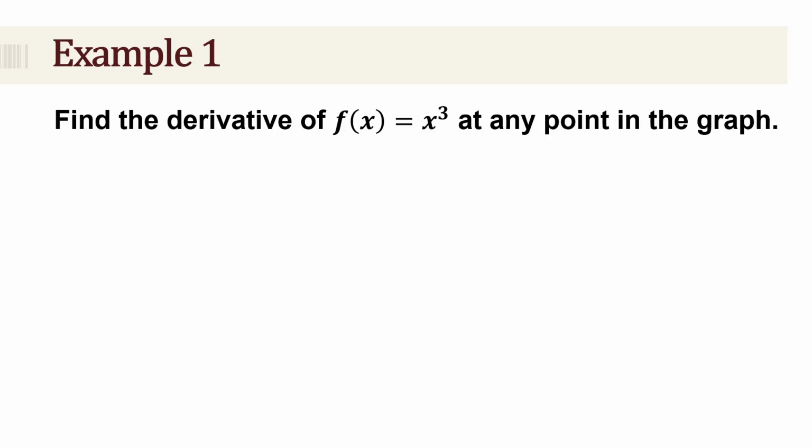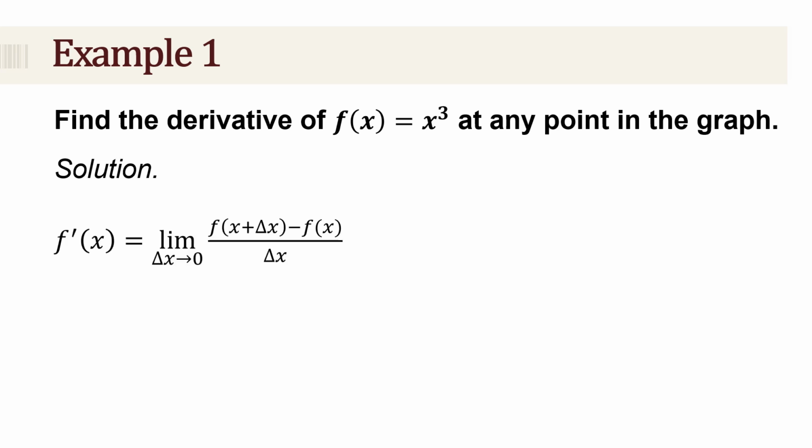Now, for the first example, let's find the derivative of f of x equals x cubed at any point in the graph. So sabi ko nga kanina, if we want to find the derivative, gamitin lang natin yung slope ng tangent line kasi nga same lang naman silang dalawa. So for our solution, we have f prime of x equals the limit of f of x plus delta x minus f of x all over delta x as delta x approaches 0. So yan yung derivative natin. Yan yung slope of the tangent line.